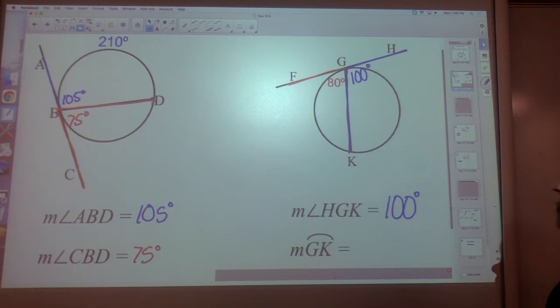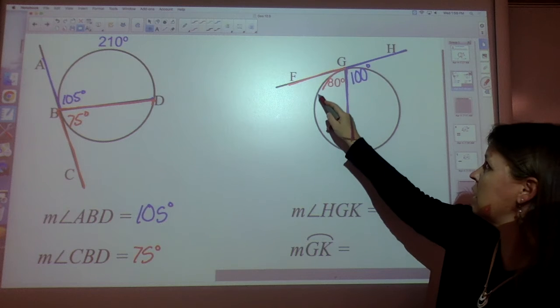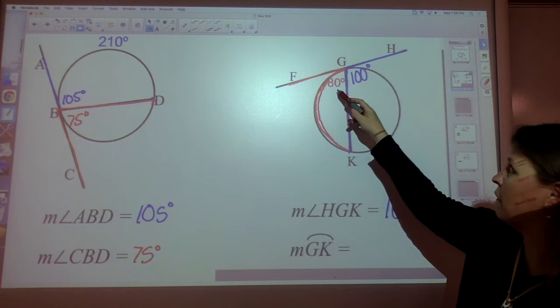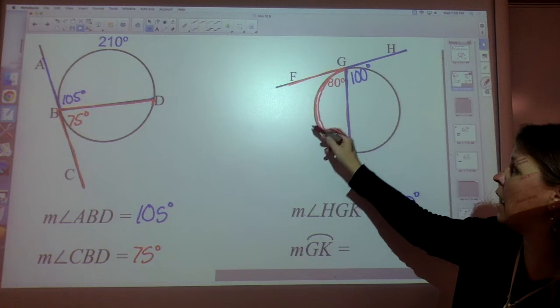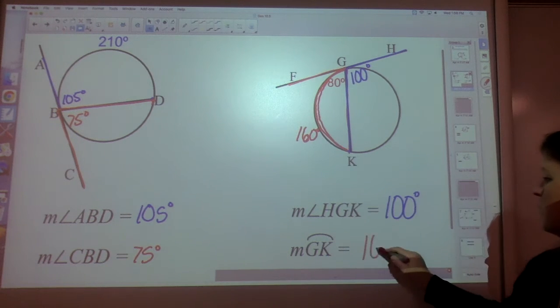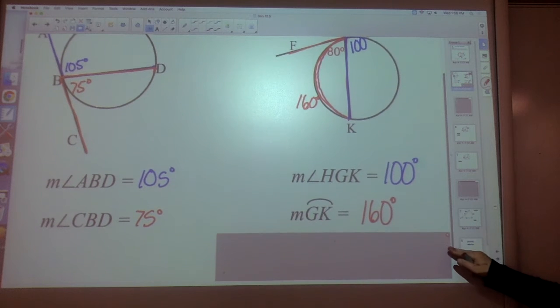But how big is the measure of arc GK? Minor arc, start at G, end at K. It's minor, so you know you have to go this direction. If that was 80 and it was half of what this is, we're going to have to double it to get the full arc of 160 degrees.